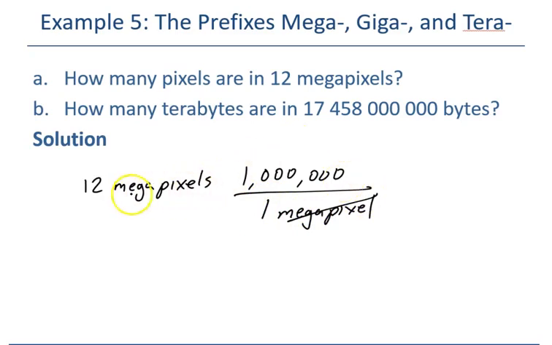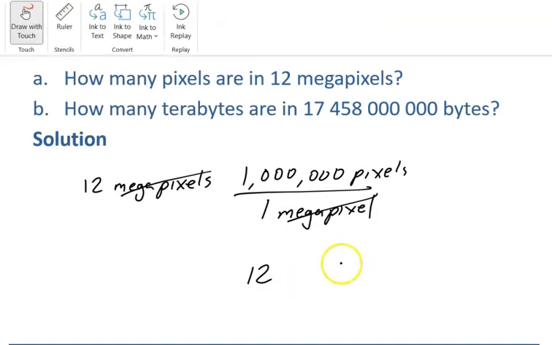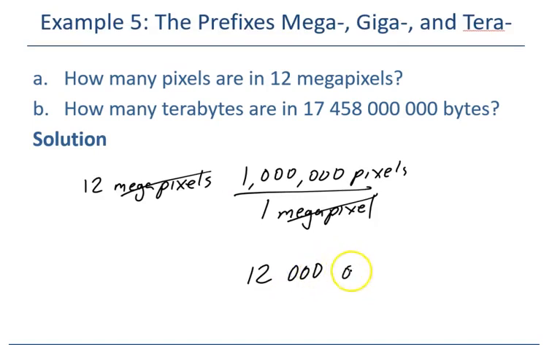We'll notice the megapixels cancel out, and this is supposed to be pixels right here. Then we've got 12 times a million, so we're going to have 12 million, and notice I did not use the commas this time, pixels. So that's how many pixels there are in 12 megapixels. And a pixel, if you look at your computer screen right now, which is where you're watching this, there are pixels on your screen. So that's how that would work.